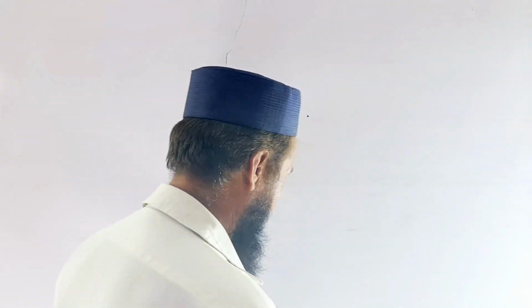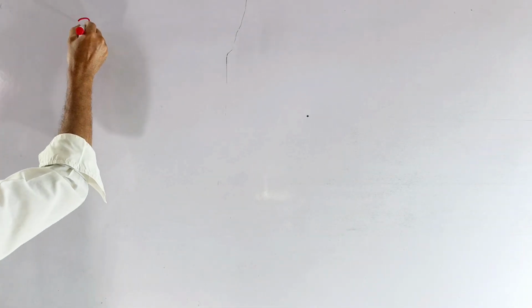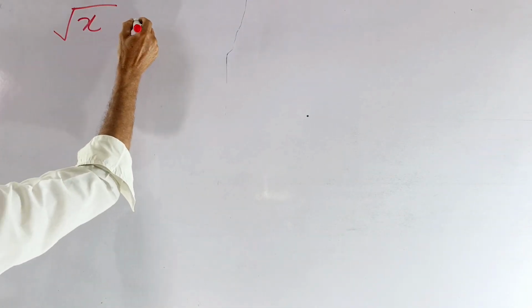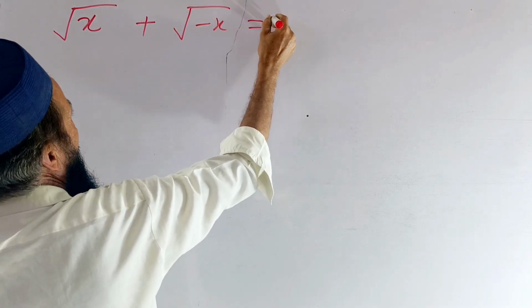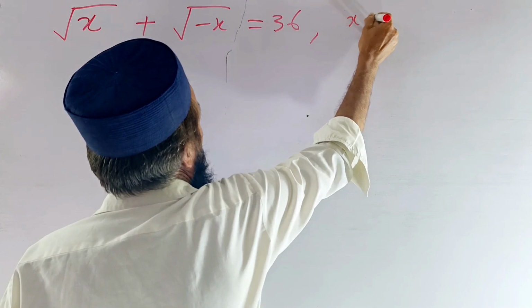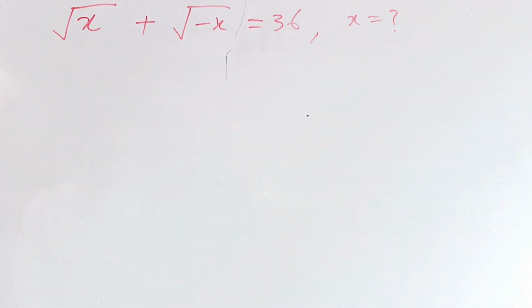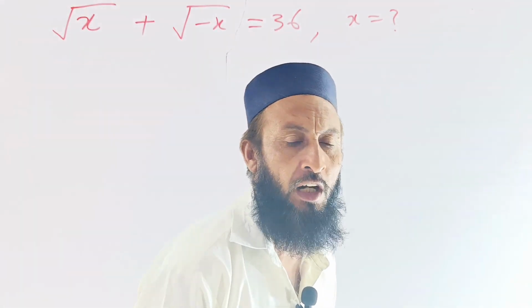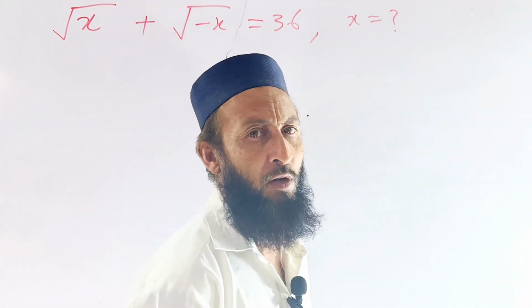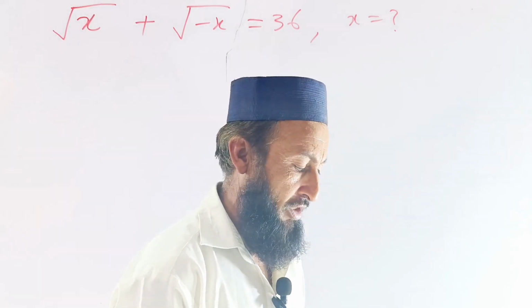Today we have a new test entry question for you. So let's start. x plus the square root of x is equal to 36. We have to find the value of x, which is unknown. In this type of square root problem we must check the answer, because if the answers do not come out the same, we will get the empty set.